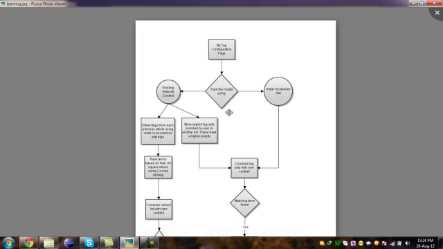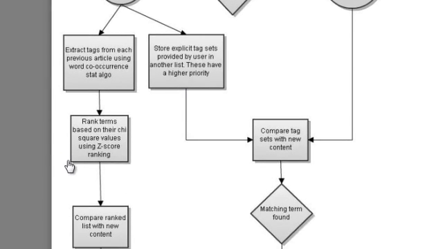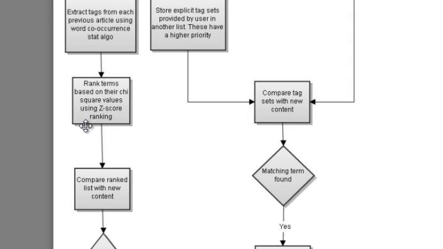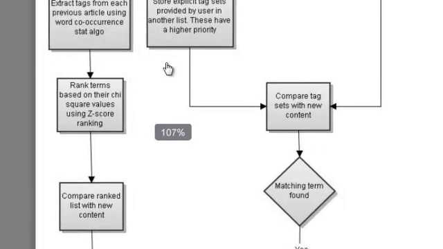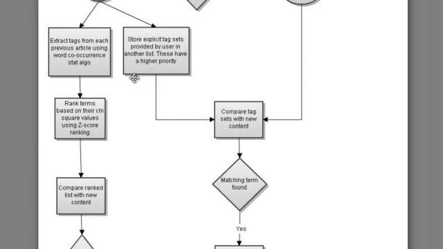In order to train the model, we take the existing website content and extract tags from each of the previous articles using the coherence algorithm. Then we rank these terms based on the chi-square values using a Z-score ranking method, and we end up with a ranked list of terms. Also, we have a set of explicit terms that have been used by the user to tag the past content. We pick up these terms and store them in tag sets. These have a higher priority as compared with the ranked list of terms.